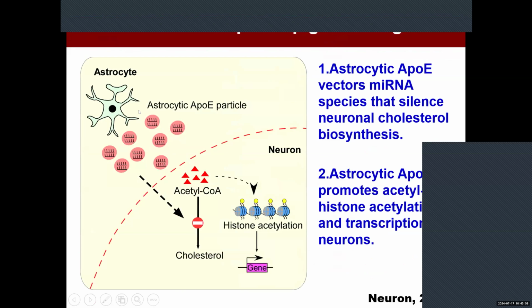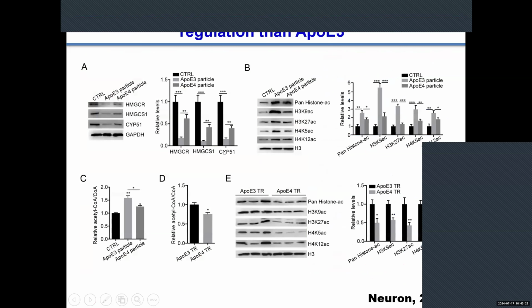The astrocyte can release ApoE particles. This particle can carry microRNA, get into the neuron to silence this pathway and promote histone acetylation to regulate gene expression. So another question is, we know humans have different ApoE isoforms, like E2, E3, and E4. Different ApoE isoforms have different effects or functions in AD pathology, especially ApoE4, which is a major risk factor.